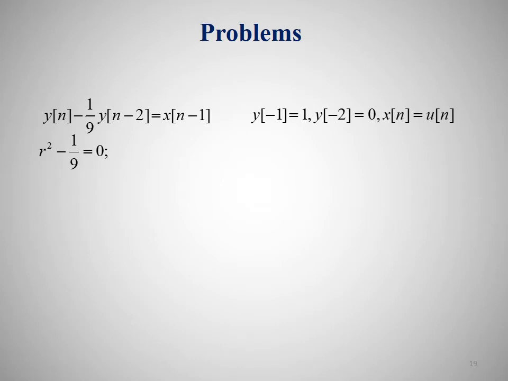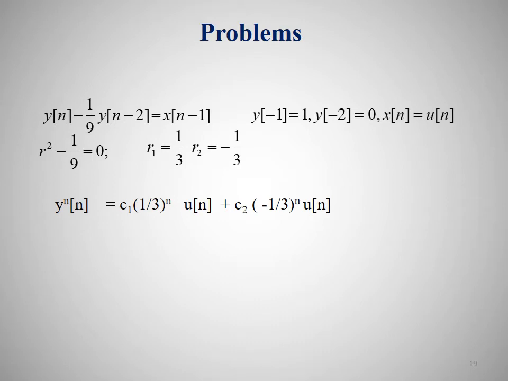Hence, the characteristic roots are r squared minus 1 by 9 is equal to 0, resulting in r1 is equal to 1 by 3 and r2 is equal to minus 1 by 3. So, the solution for such a problem will be yn of n is equal to c1 into 1 by 3 power n u of n plus c2 into minus 1 by 3 power n u of n. Substituting the initial conditions, y of minus 1 is 1. Hence, 1 is equal to c1 into 1 by 3 power minus 1 plus c2 into minus 1 by 3 power minus 1.